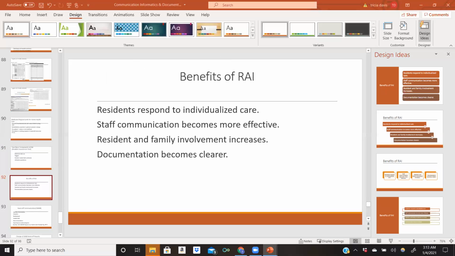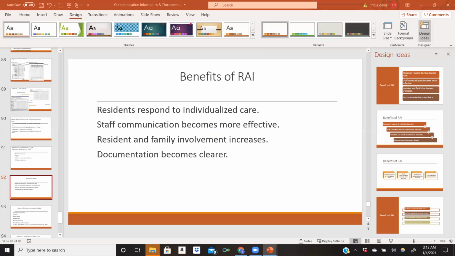The benefits of an RAI. These RAIs must be completed for residents of Medicare skilled nursing facilities or Medicaid nursing facilities, hospice residents, and short-term stay or respite residents who reside in a facility for longer than 14 days.